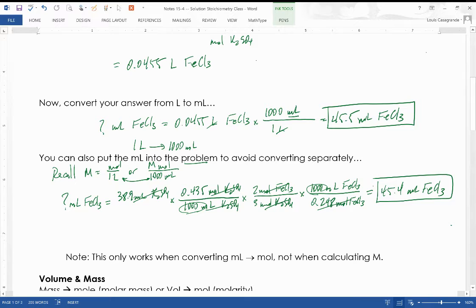So this is what you do when you have a volume-to-volume problem. We start with one molarity, we end with another molarity, we get the volume at the very end. And as I said, notice this only works when converting milliliters to moles, not when you're calculating the molarity.